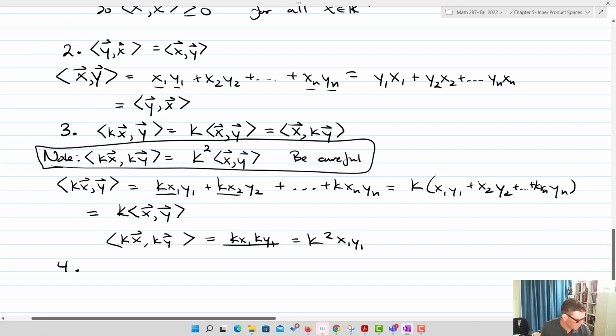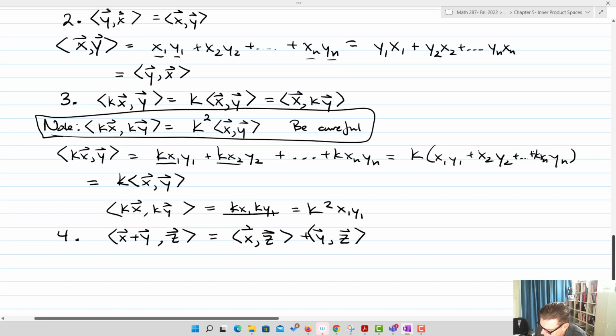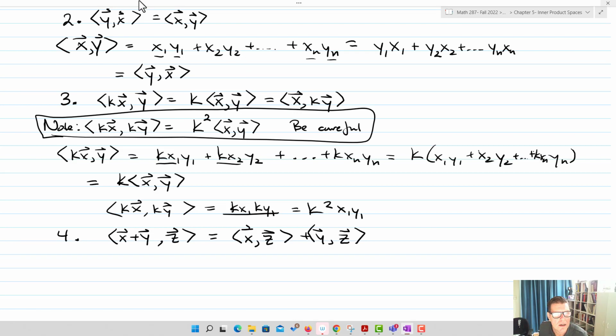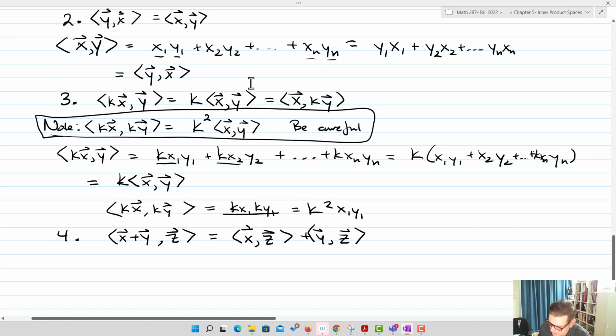And here's a fourth property for us. Essentially it's a kind of distribution. We're going to have x plus y, comma z, is going to equal xz plus yz in terms of the dot product. So if I take x plus y dotted with z, it's going to equal x dotted with z plus y dotted with z. Notice that this is on the right-hand side. Would it be the same if we went the other way around? The answer is yes, because remember, we have commutativity of our dot product. So that does work. But let's take a look at this one.